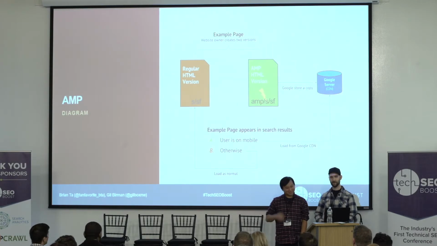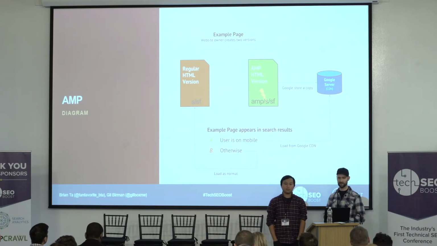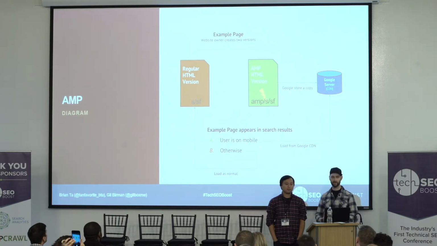To actually create an AMP page, you do need two separate URLs. In our case, we have airbnb.com/s/sf, and that would be if you searched for Airbnb San Francisco. The AMP version of the page is the same URL with AMP in front of it. The user journey is what you'd expect if you're not on mobile: they just get the s/sf page. But if you are on mobile, then you're actually getting a Google CDN cache version of that page.